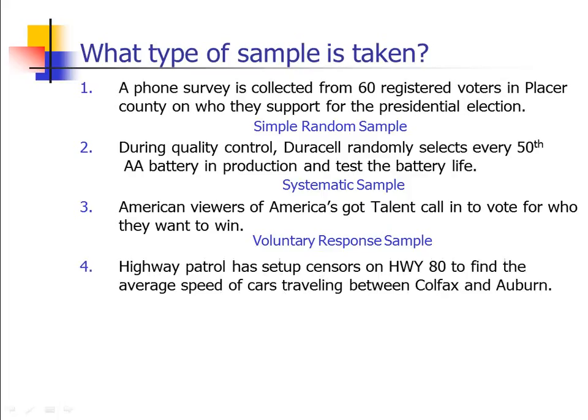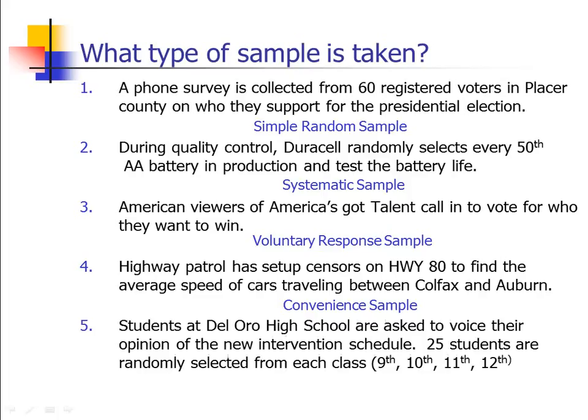Highway Patrol sets up sensors on Highway 80 to find the average speed of cars traveling between Colfax and Auburn. This is a form of a convenience sample. They're just taking them all. Not getting every single car, they're just doing it for a short period of time, so that's why it would be classified as a convenience sample.